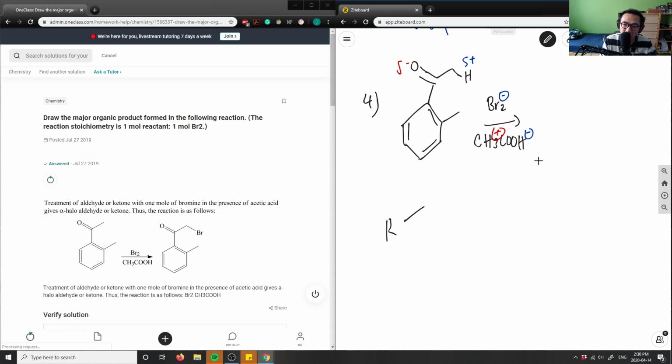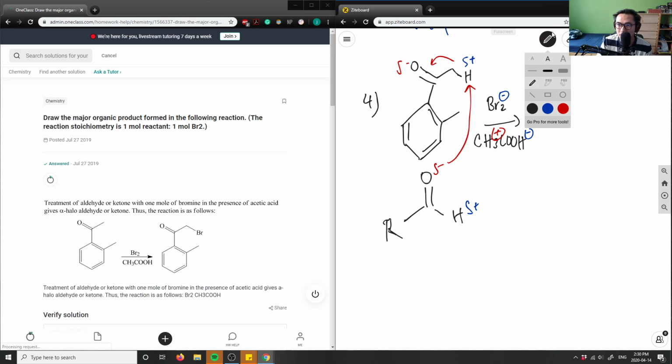I'm going to say this is the R group, and the R group is just this methyl benzene we have here. This is O, this is an H here, right? Again, this is partial negative, this is partial positive. I have this negatively charged species here. It's going to travel to this hydrogen, and then kick out one of these bonds here. So I'm going to get something like this.